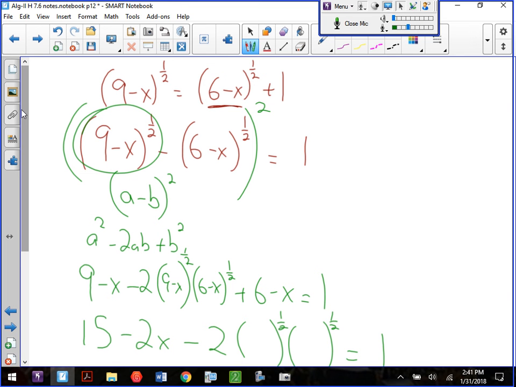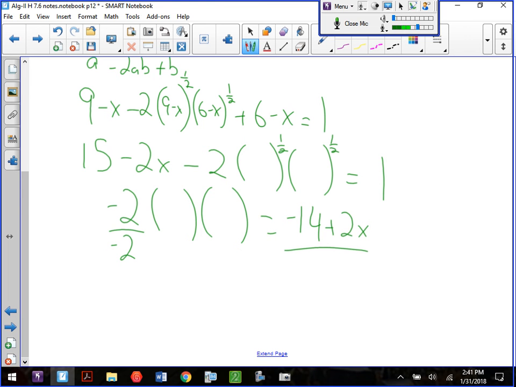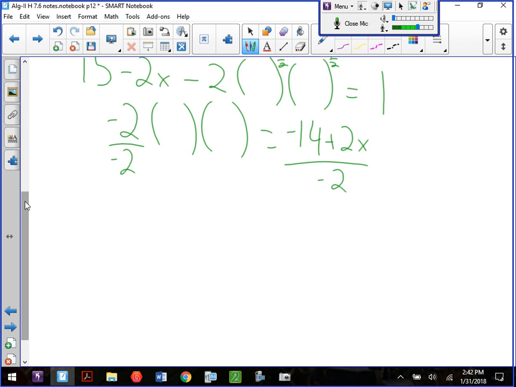There's A, there's B. Yeah. Let A equal 9 minus x to the half. So that's a squared. If I square this, I get 9 minus x. If I square this, I get 6 minus x. Moving these over, I'm going to get negative 2, junk in the parentheses, equals negative 13 plus 2x, divided by my negative 2. I still have my junk in parentheses. I'm running out of time, so I'm going to finish this out so you can see it. And I get that.